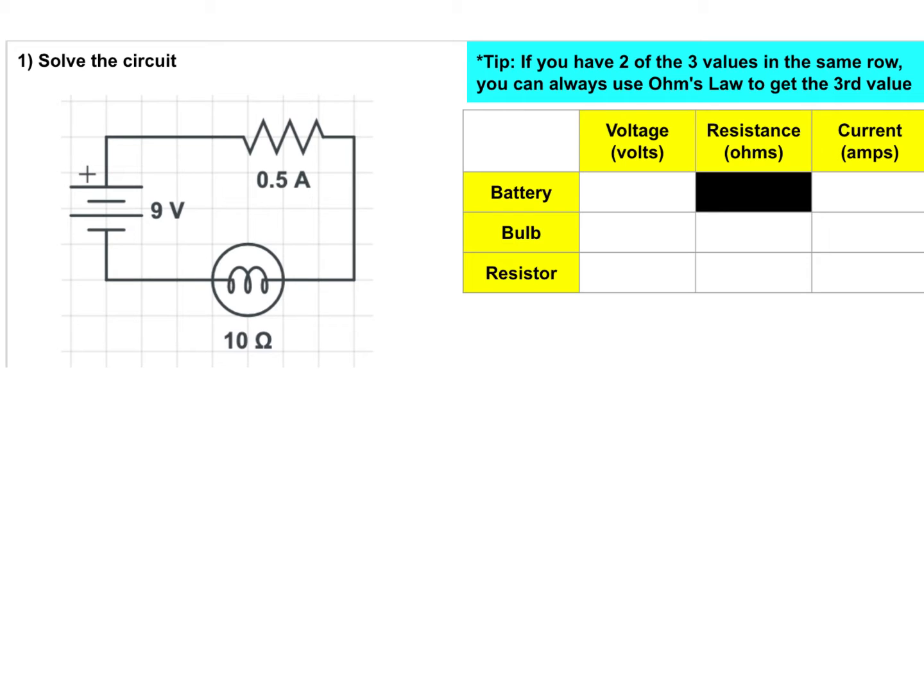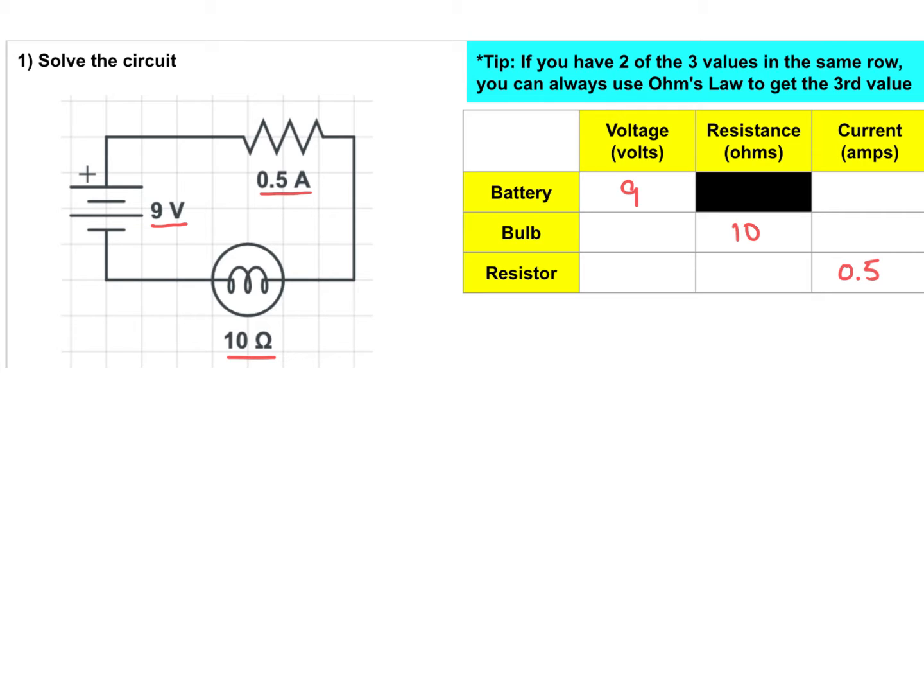So we'll start with the three values given. We have 9 volts labeled at the battery, 0.5 amps labeled at the resistor, and 10 ohms labeled at the light bulb. So I filled in those three values in the appropriate spots on the table there. You gotta get the column right and the row right for each number.